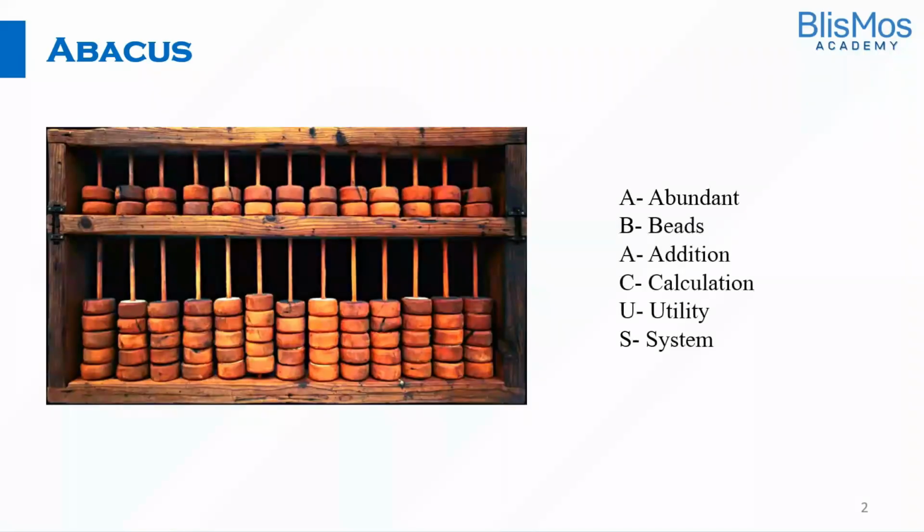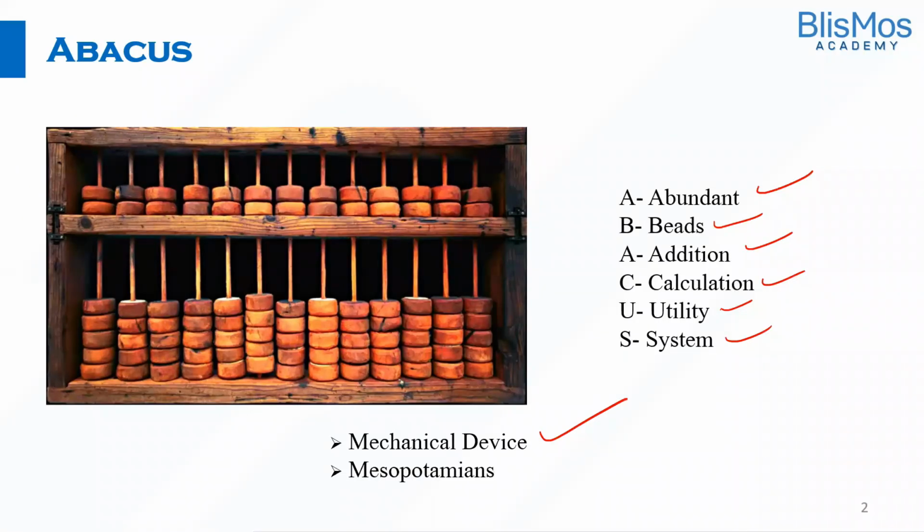Whenever we want to look into the history of the computers, somehow it goes back to the abacus. What is an abacus? An abacus is a bead-based addition and calculation utility system. It was the first mechanical device used for calculations. In fact, it is believed that the Mesopotamians, somewhere in 3000 BC, invented this abacus.